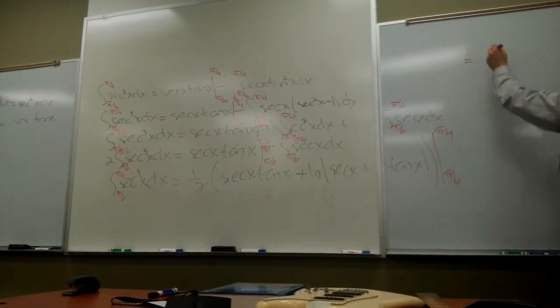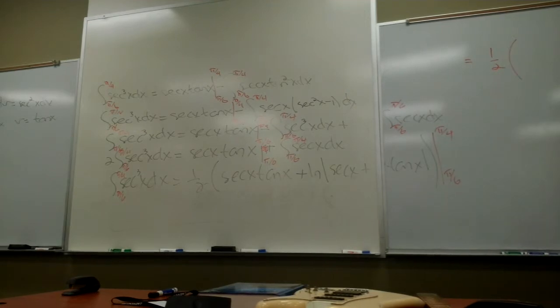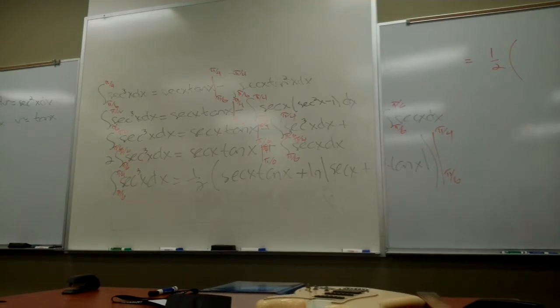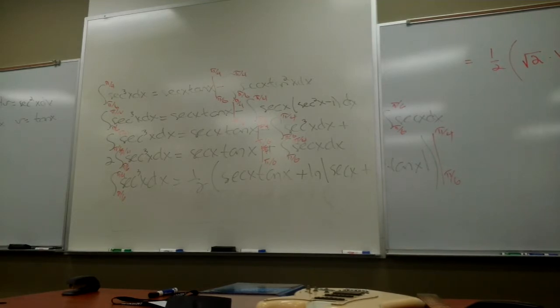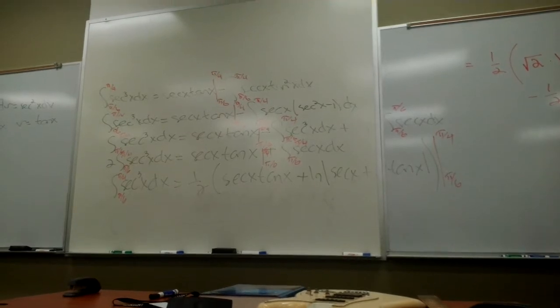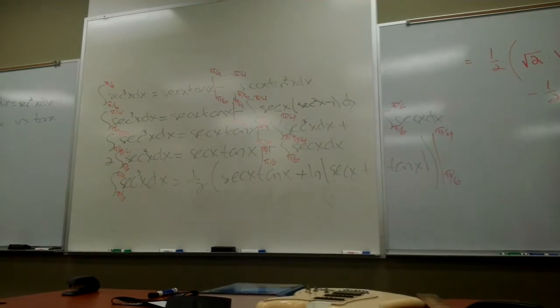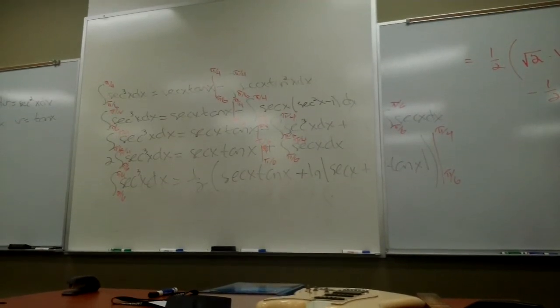I guess that gives me a 1/2 times... that was a stall saying, you shouldn't be stalling. You guys, come on. Root 2 times 1 plus ln of root 2 plus 1, minus whatever that is. 1/2 times... You guys are killing me.